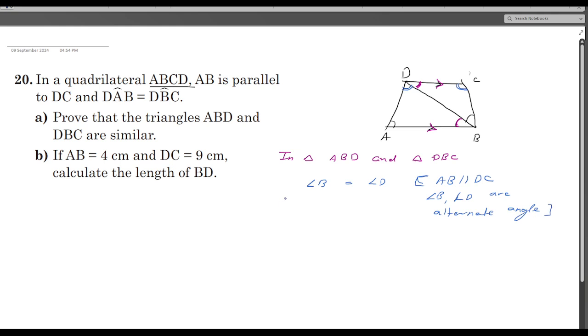Okay, similarly angle A and angle B is also given equal. It is given.